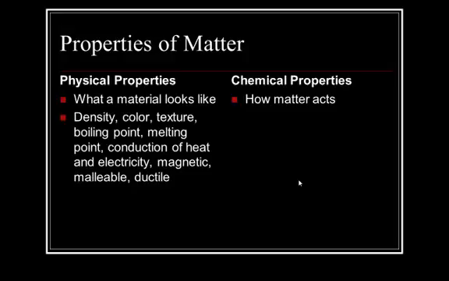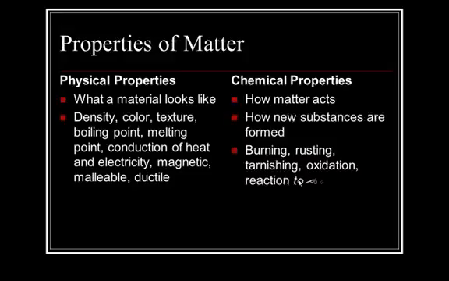A chemical property is how that matter acts. So how new substances are formed. So does it burn? Rusting is an example. Reacting to light. Those are chemical properties. So physical property is what it looks like, and the chemical property is how that material acts. And it usually results in a new substance being formed.